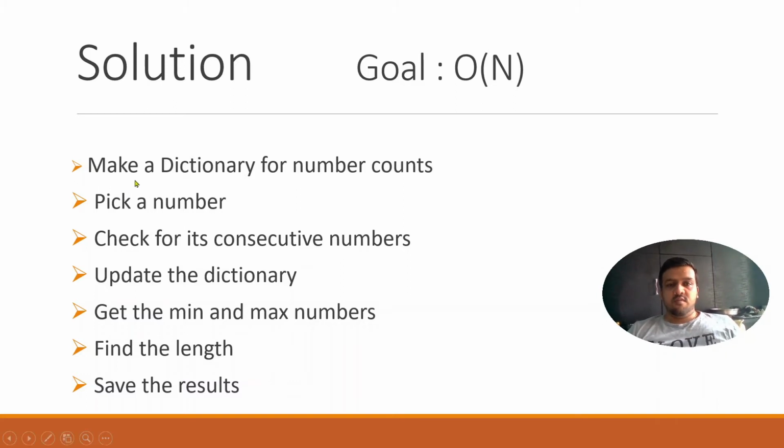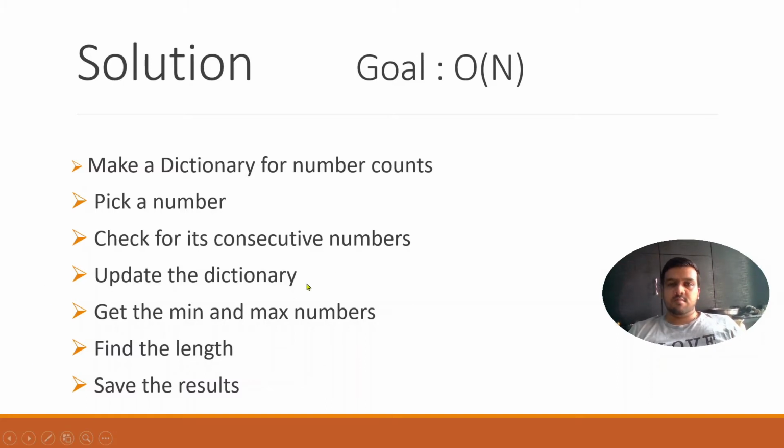First of all, we'll make a dictionary of all the unique elements present in the list. We'll count the occurrences of each number, and then we'll pick a number and check for its consecutive numbers. Let's say I pick a number 5, so I will check for the presence of 6 and 4. If 6 and 4 are present, then I will go beyond that. I will check for 3 and 7, and if any one of them is not present, we will stop that iteration, and then we will update the dictionary accordingly.